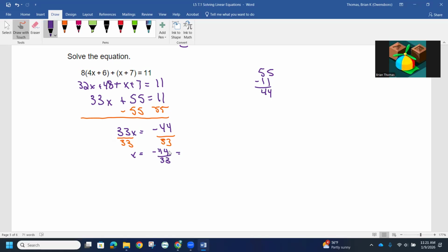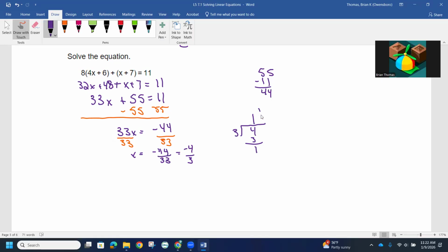So if I divide 11 into 44, that's going to give me a negative 4. And if I divide 11 into 33, that's going to give me 3. So negative 4/3 is an improper fraction. Your directions could say you could write it as a mixed number. So if I divide 3 into 4, 3 does go into 4 one time. 1 times 3 is 3. 4 minus 3 would be 1. And 3 won't go into 1, so that's my remainder.